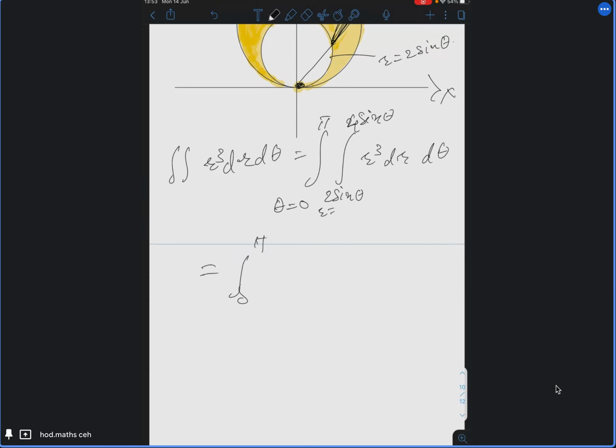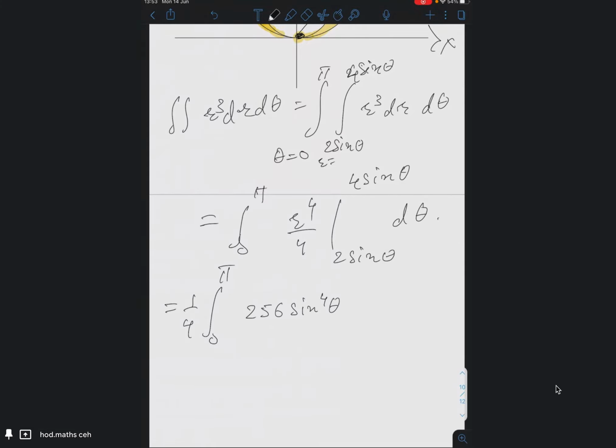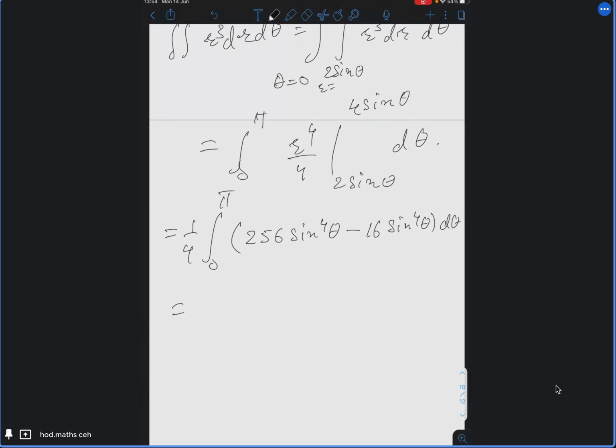Zero to pi as it is. For r cube you will get r to the power 4 by 4, with limits 2 sine theta to 4 sine theta d theta. Substitute the limits, so 1 by 4 outside, 0 to pi as it is. 4 to the power 4 will be how much? You should give 256. And 2 to the power 4 will be 16, d theta. So 256 minus 16 will be 240.